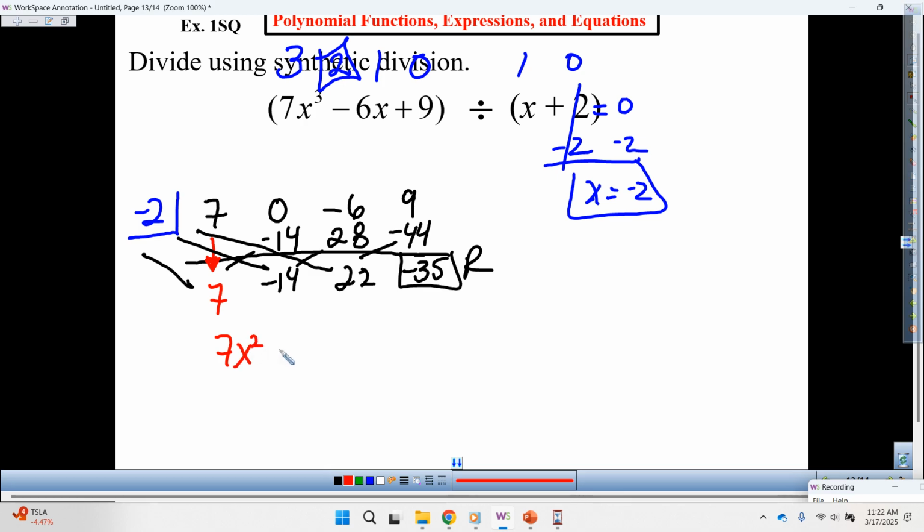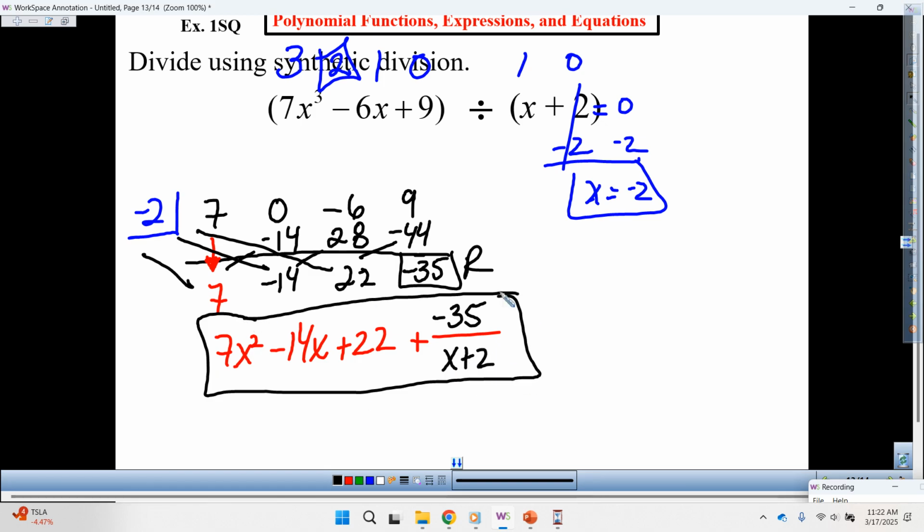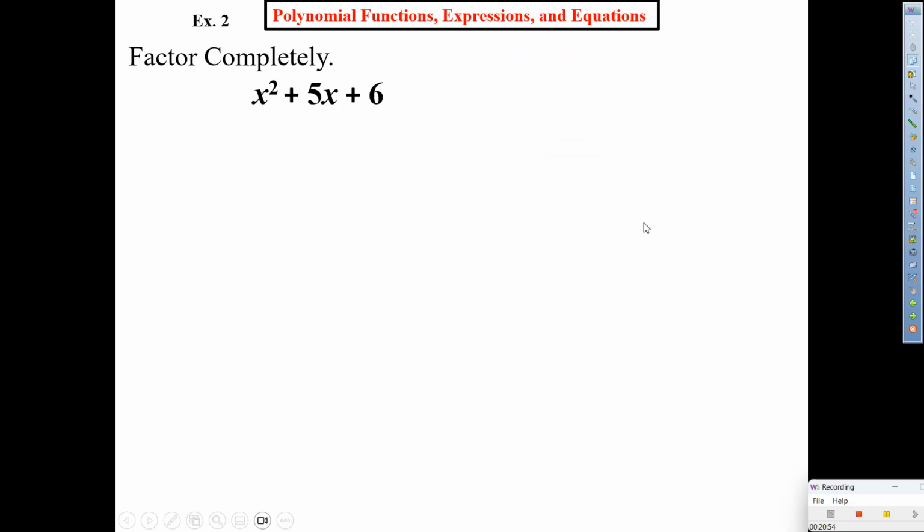7x squared minus 14x plus 22 plus negative 35 over x plus 2. Hands if you got that. All right, that is correct. Copy this next one, please. Example number 2, factor completely. X squared plus 5x plus 6.